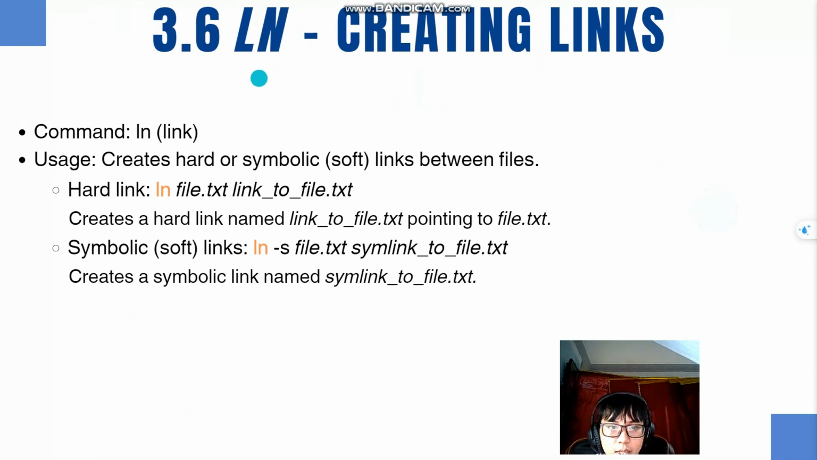And the last one is the link command. We create hard or symbolic, also called soft, links between files. To create a link, first the link file. We just create a hard link named link to file, pointing to file.tt. And the second is the symbolic, or soft, link. It's the link command with the option S here, and file CSV symlink to file CSV. We create a symbolic link named symbolic link to file.tt.